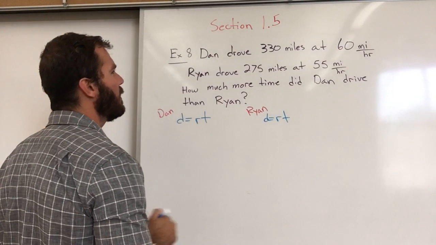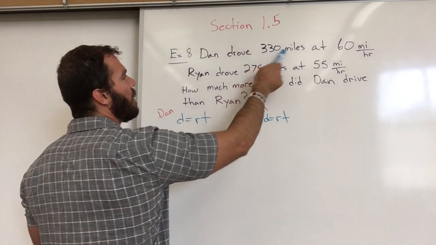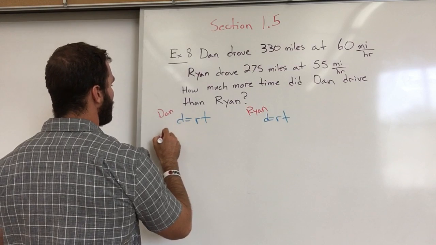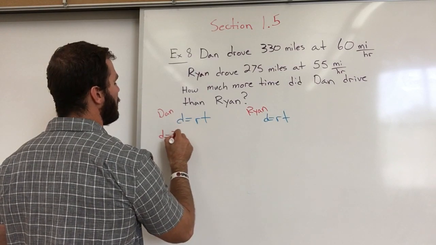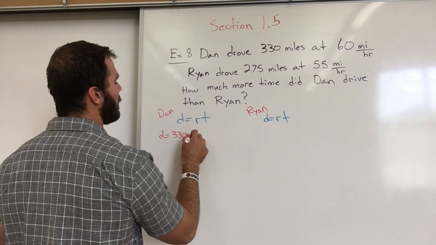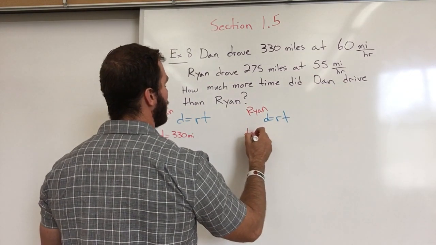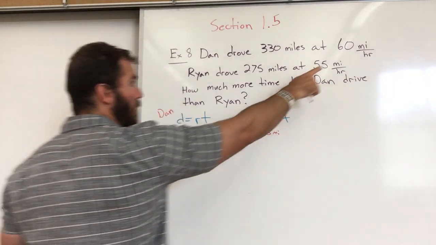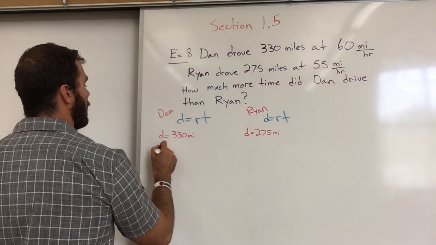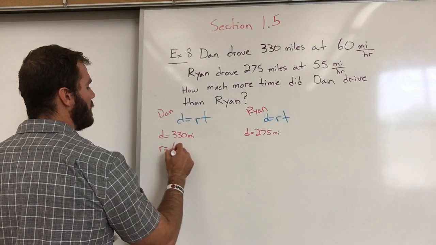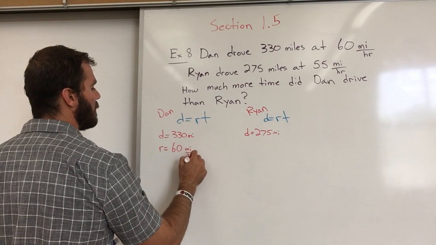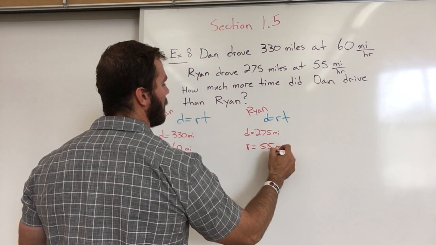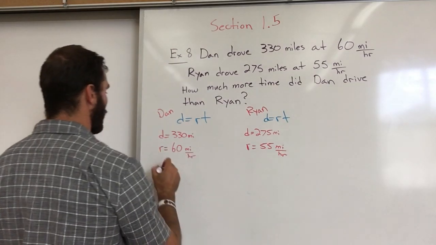Okay, so we have the miles, we have the distance. So the distance here for Dan was 330 miles. The distance for Ryan was 275 miles. And then it gives us our rate, or the speed. So our little r is going to be 60 miles per hour. And for Ryan was 55. And so we're looking for t.